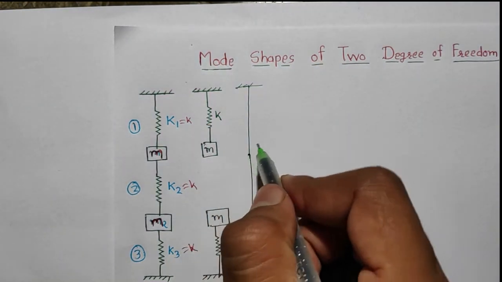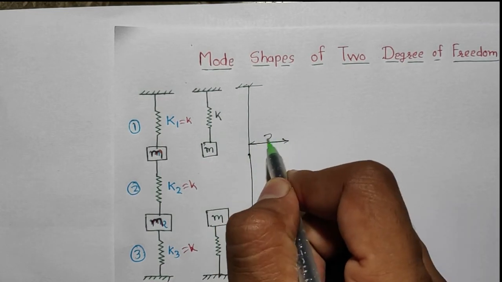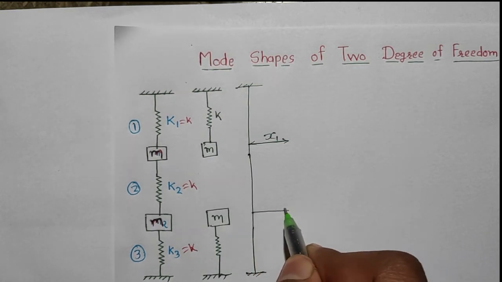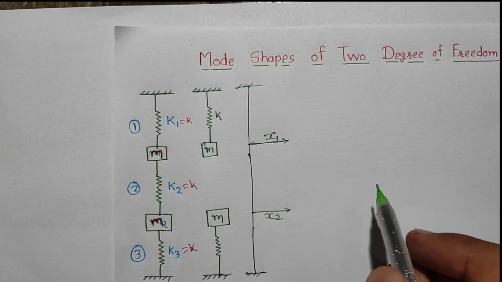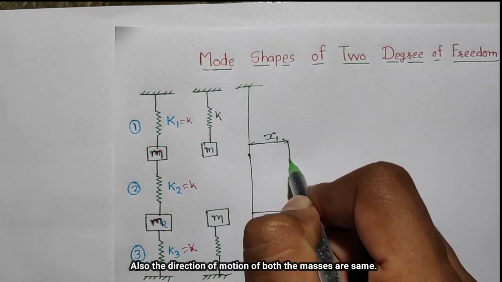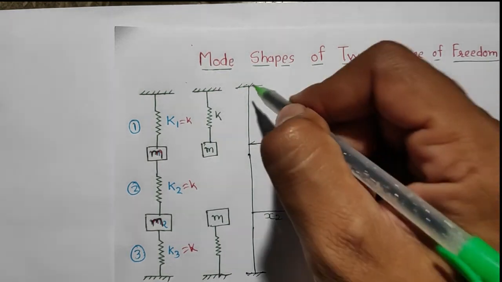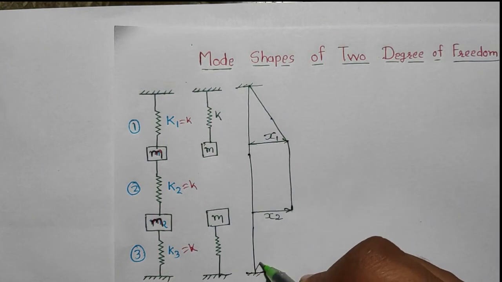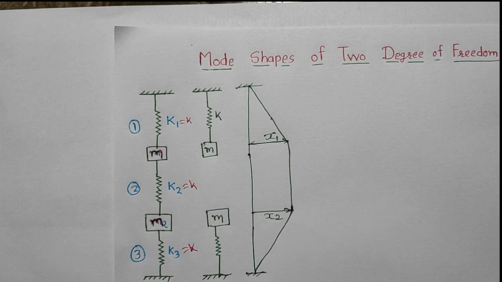We know that the amplitude of this mass is x1, the amplitude of this mass is x2. Now we also know that the amplitude of both the masses are equal. This is the first mode shape.